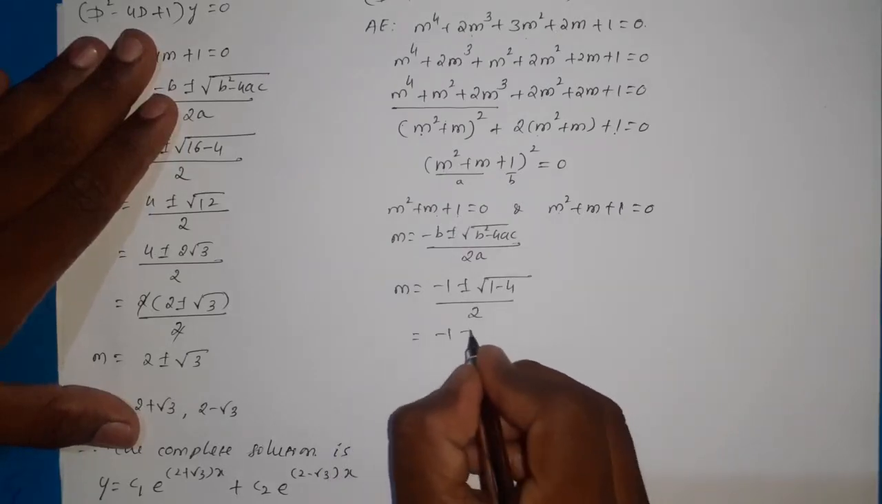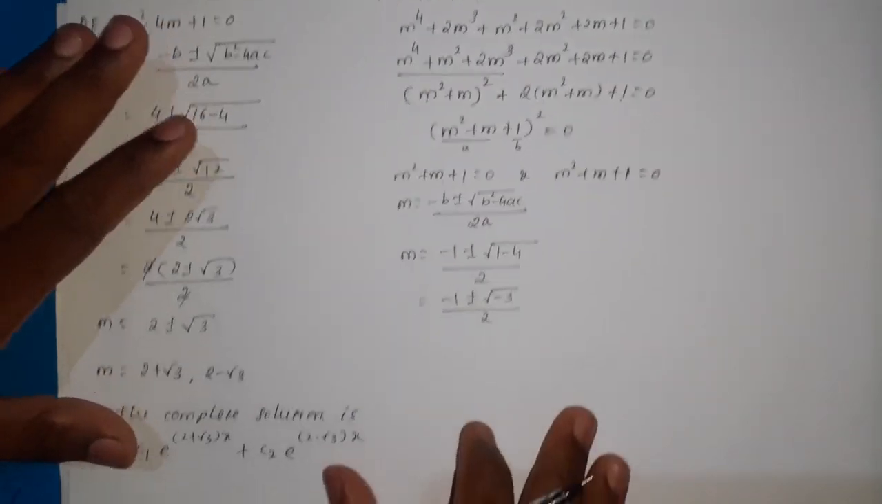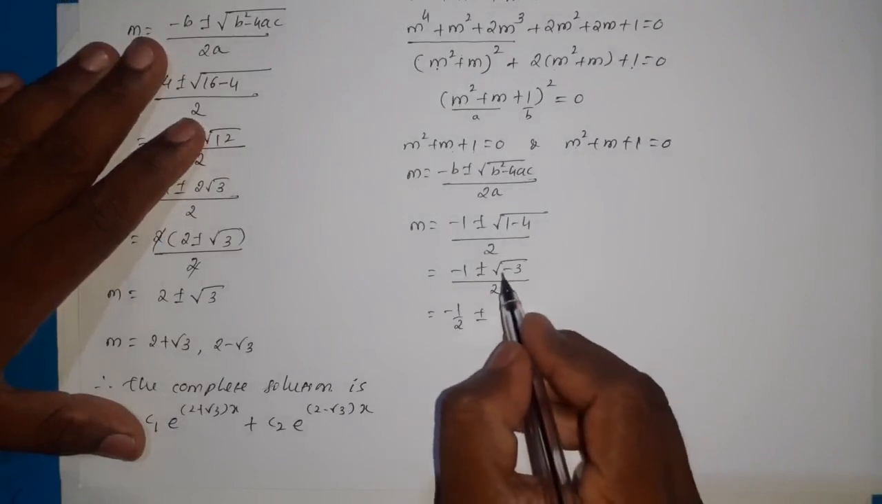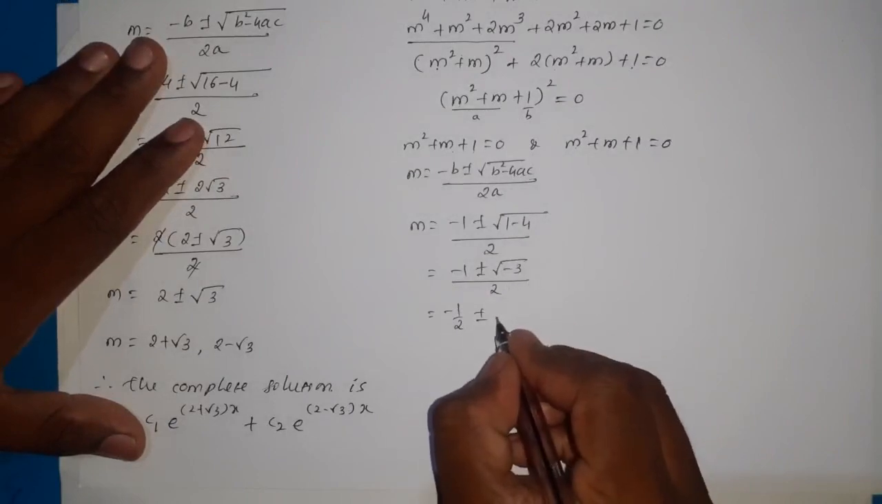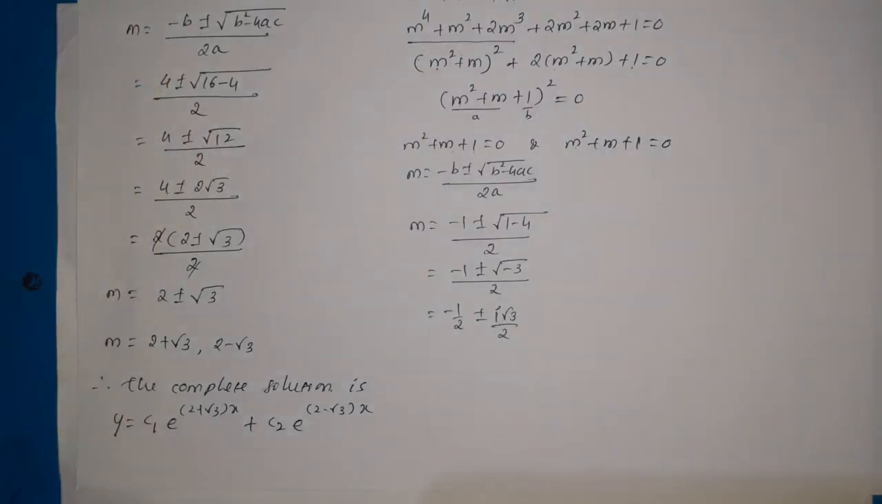Then it is minus 1 plus or minus square root of minus 3 divided by 2. It means that it is minus 1 by 2 plus or minus the square root of minus 3, which is i root 3 divided by 2, since square root of minus 1 is i. So, therefore, here m is equal to minus 1 by 2 plus or minus i root 3 divided by 2. So, this is the complex root.